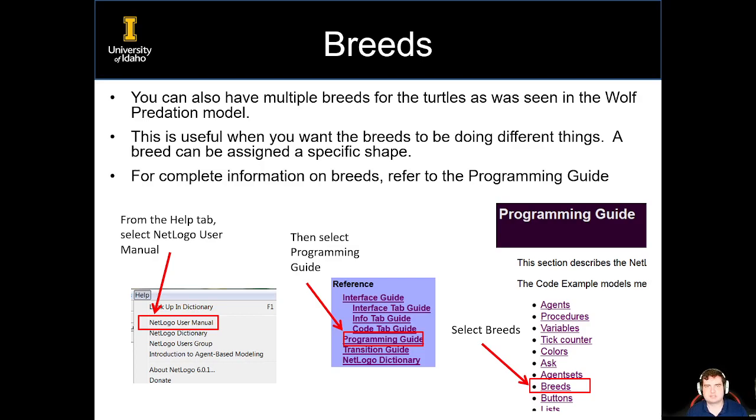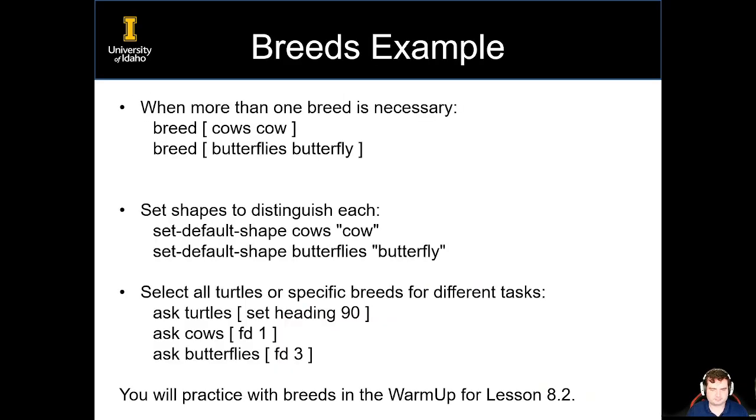So breeds can be as widely diverse as, you know, wolf and sheep, or you could do different types of dogs, or you could do any of those different ideas. What this does is just sets them apart from being turtles, because not all of these turtles are going to act the same. And so if you want more information, you can go into your help, go to the user manual, press programming guide, and look at breeds. We're just going to do it on our own.